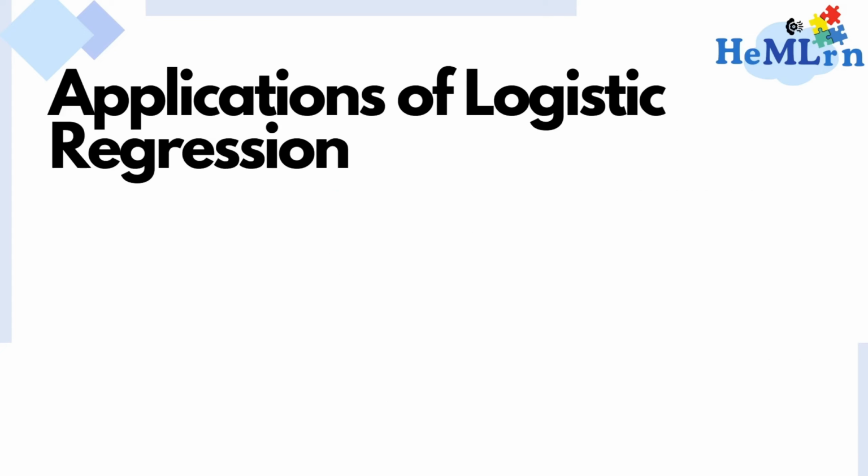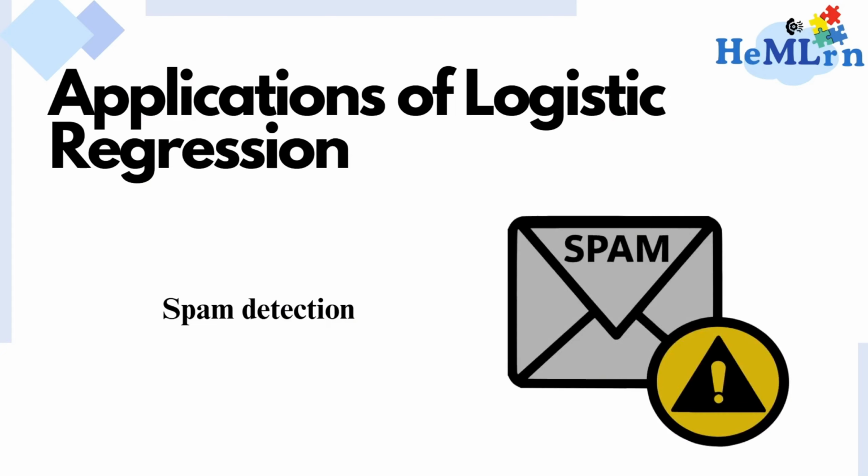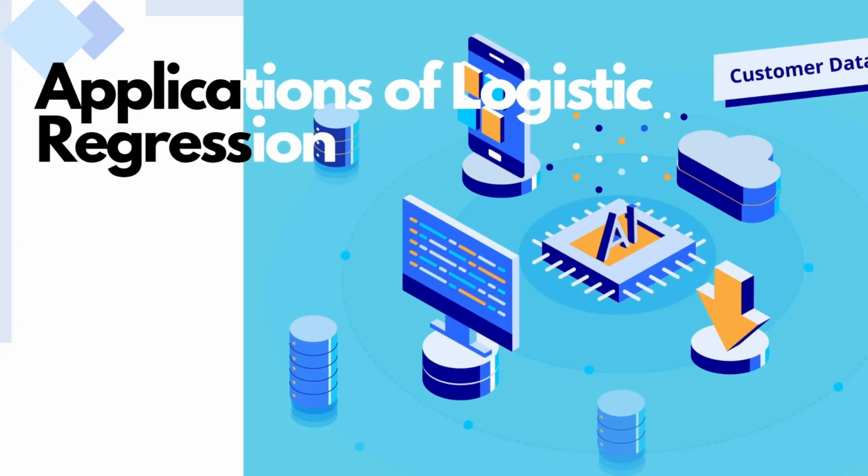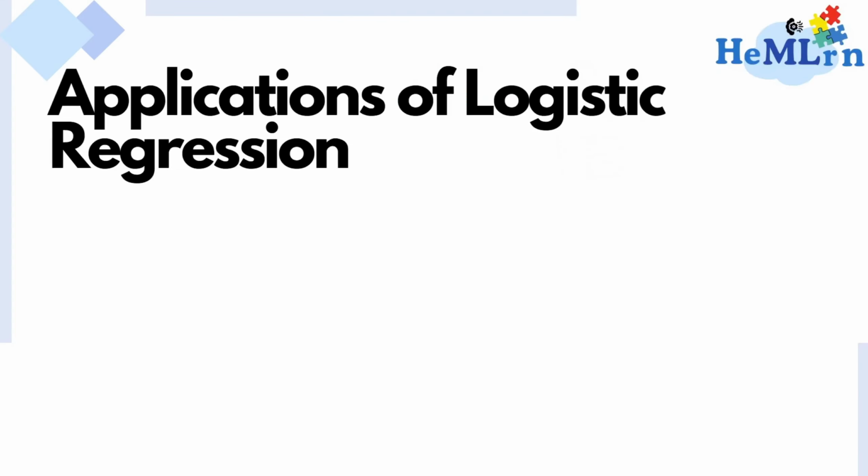Next, we will see the applications of logistic regression. Spam detection, where logistic regression works well. Customer churn prediction, predicting customer activities using logistic regression can improve performance compared to other models. Fraud detection, which is very useful for classifying fraud or not fraud.